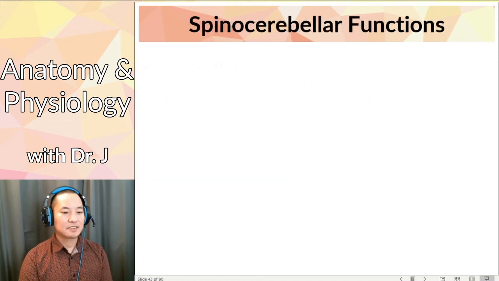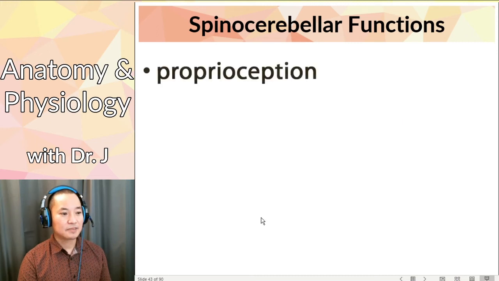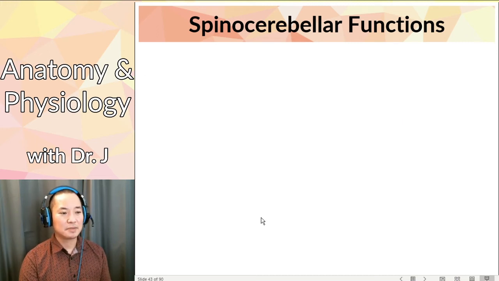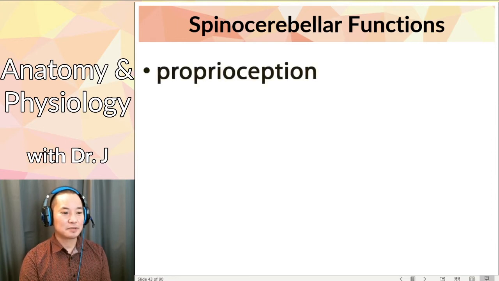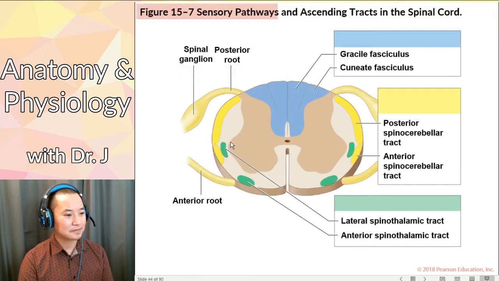And then spinocerebellar functions. Well, remember your cerebellum is very important in things like muscle memory. And spinocerebellar is probably the easiest one. Spinocerebellar is associated with your sense of proprioception. Because again, remember your cerebellum controls things like muscle memory, learned reflexes, and all these other things you use in refining and controlling your body movement. So it kind of makes sense, and thankfully, it's one of the easiest pathways.